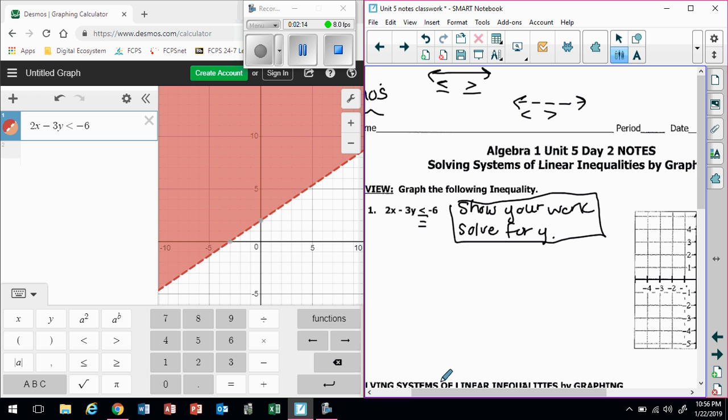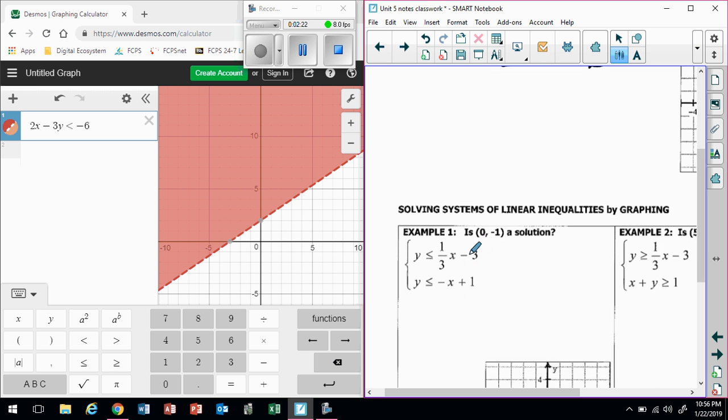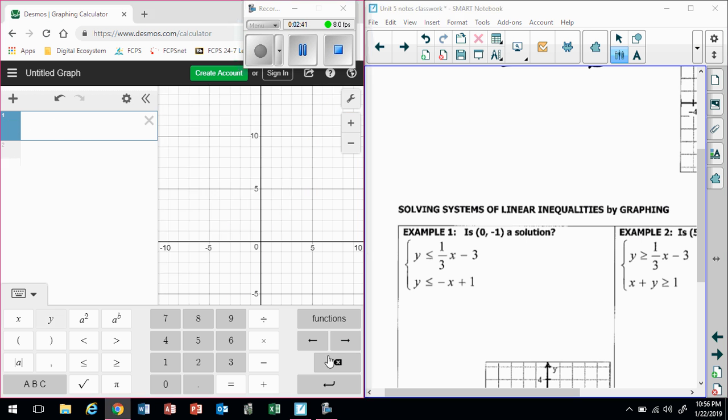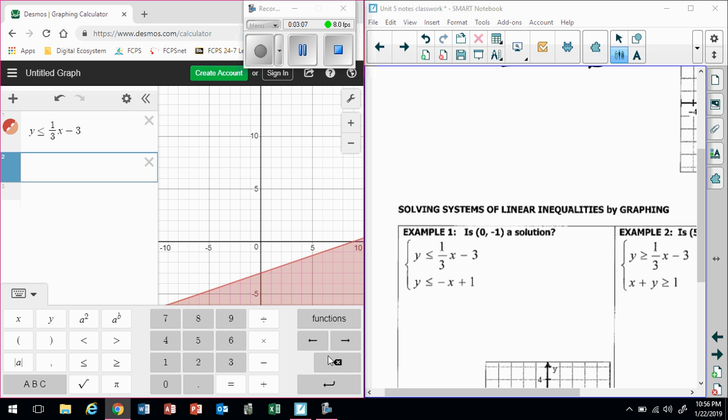Really what this means is that systems mean we have more than one. So this particular system is asking us to graph these. Both of them are already solved for y. So I'm going to enter in what we have. I have y is less than or equal to 1 divided by 3 x minus 3. Then you hit this little arrow right here to get the second bar.